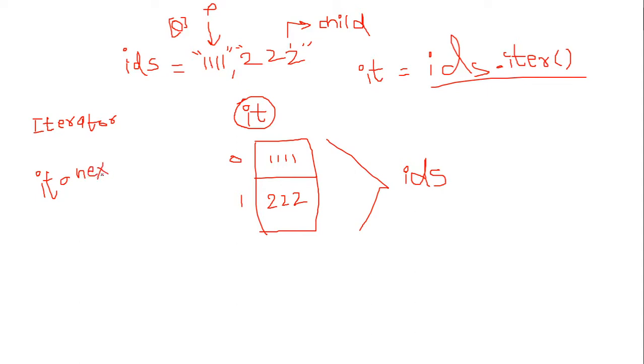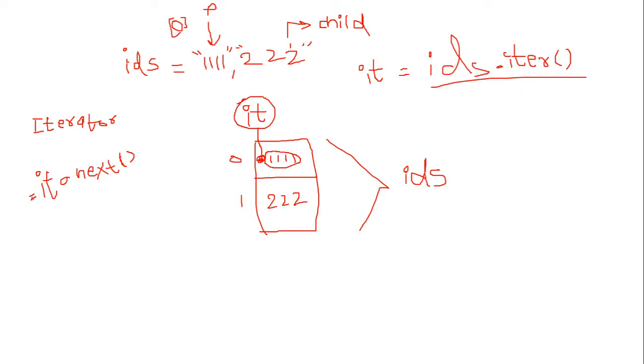IT dot next is a method, I hope you all know. Inside this object we can call this method IT dot next. What will happen if I use it like this? IT will come to the first one and return this value, the value of the first parent window, right? So I have to catch that value here as well.